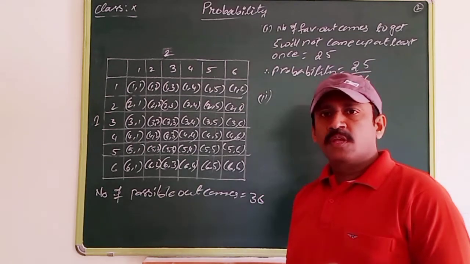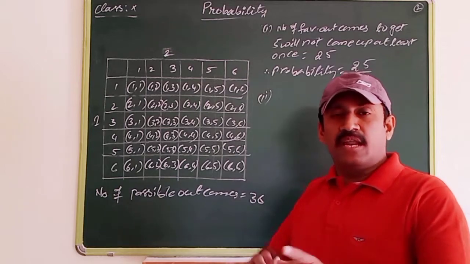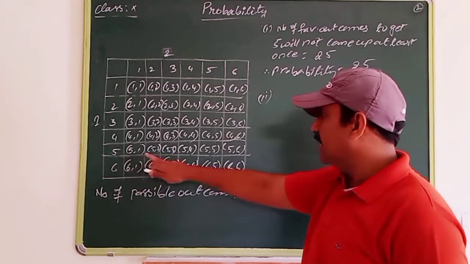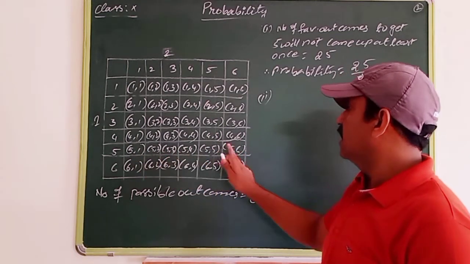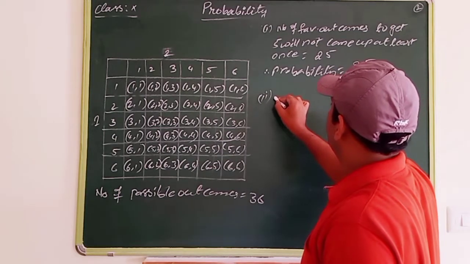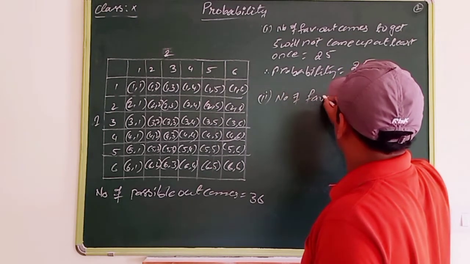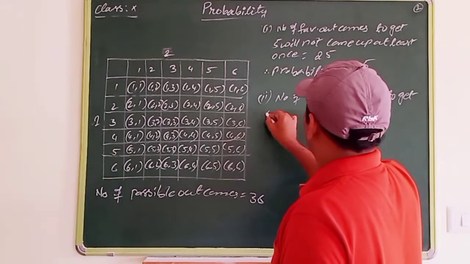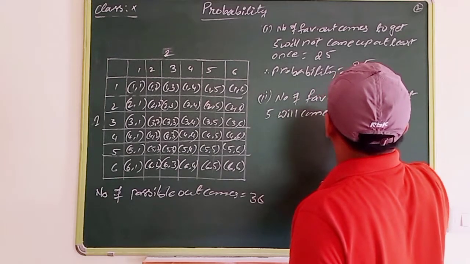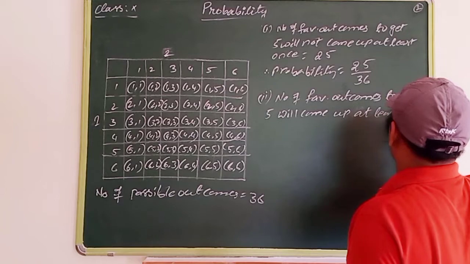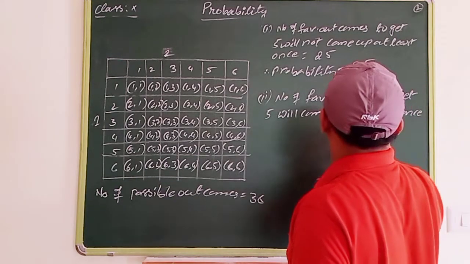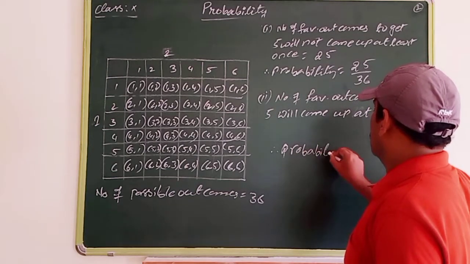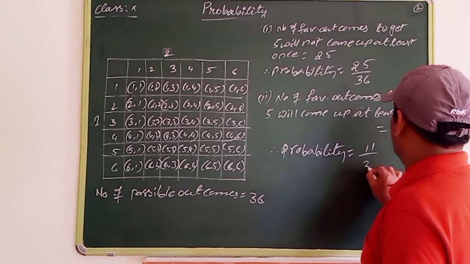Now the second case I am taking: 5 will come up at least once. 5 will not come up was 25 by 36. Now I am asking 5 will come up at least once, then we have a total of 11 cases, that is 1, 2, 3, 4, 5, 6, 7, 8, 9, 10, 11 cases. So 11 out of 36. We can write the point now: the number of favorable outcomes to get 5 at least once, we have 11 cases here. So the probability is equal to 11 divided by 36.